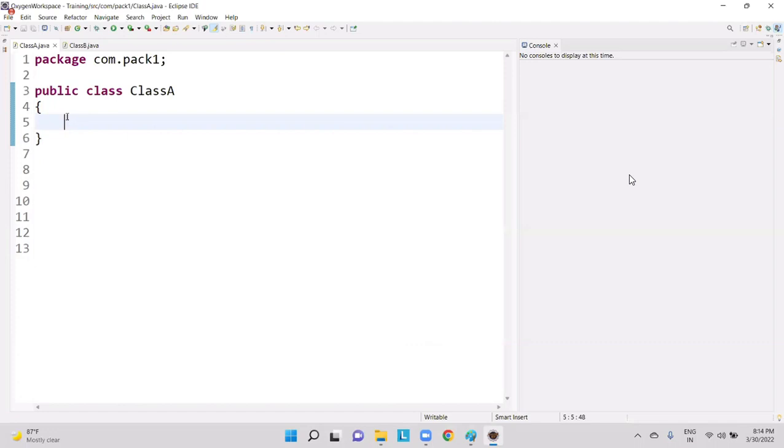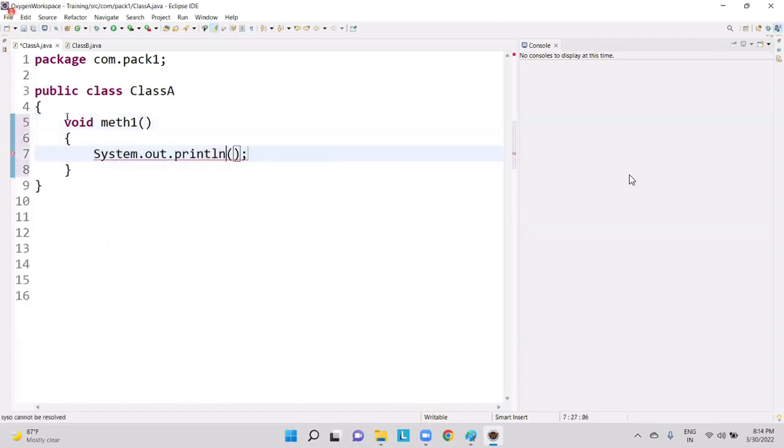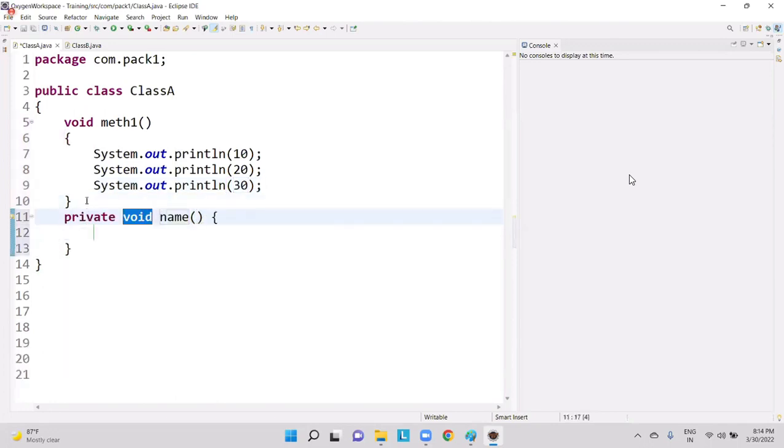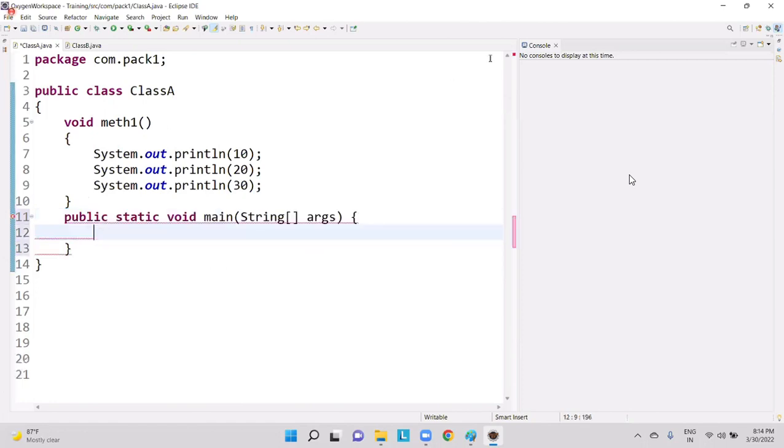Now please observe here. Let me have a method, void method one, and here System.out.println 10, System.out.println 20, and System.out.println 30. Now, for example, guys, you need to concentrate correctly, please.